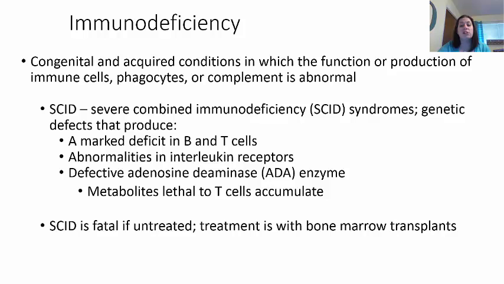SCID is fatal if untreated. Treatment is with a bone marrow transplant. The issue is at the base level with the stem cells, and so the only way to be able to overcome this would be with a bone marrow transplant.